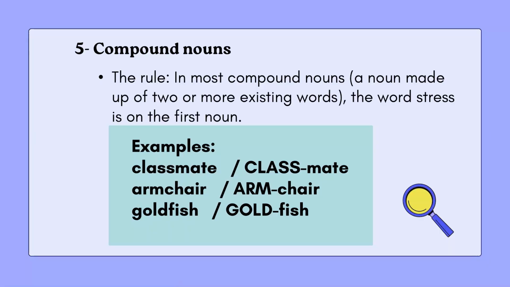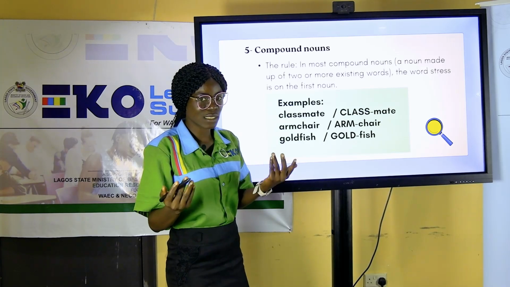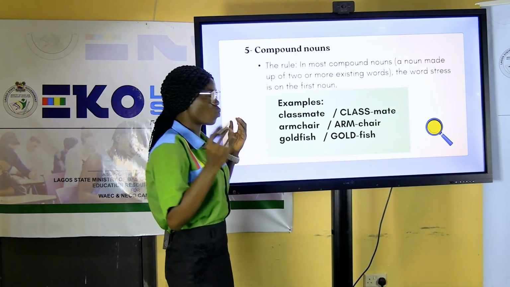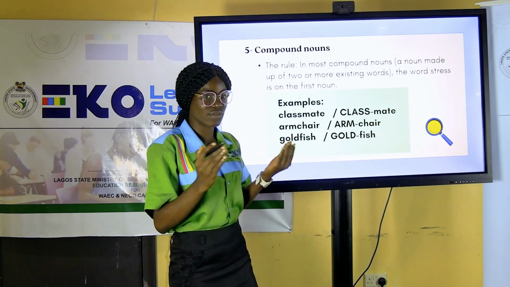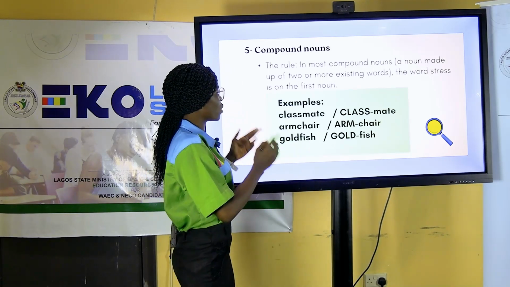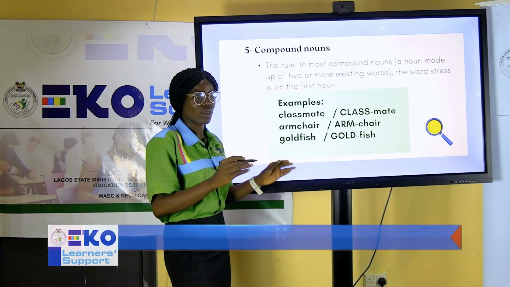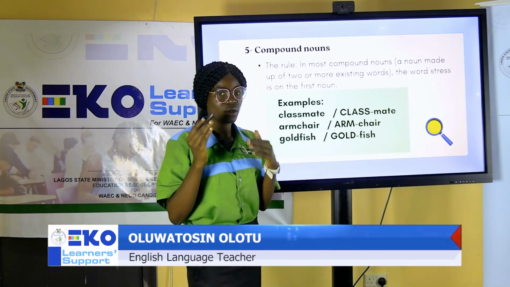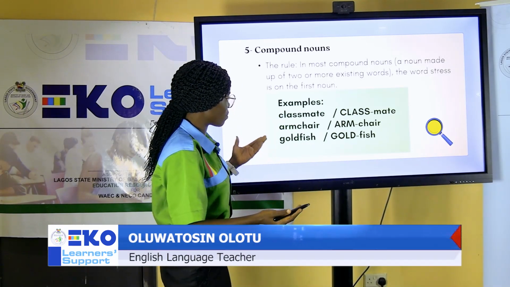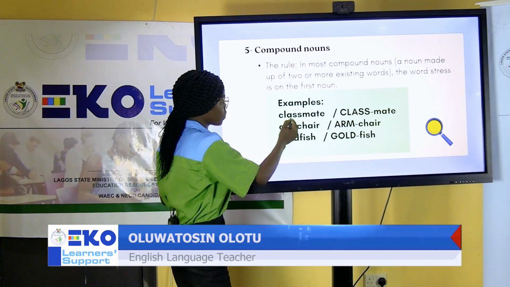Look at it. In most common nouns, what is a compound noun? A noun made of two or more existing words. Two or more existing words. That's a compound noun. So which particular syllable, which particular word should receive the stress? The stress should be on the first noun. When you have a compound noun, the stress should be on the what? On the first noun.